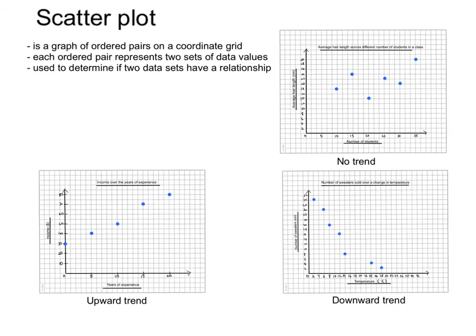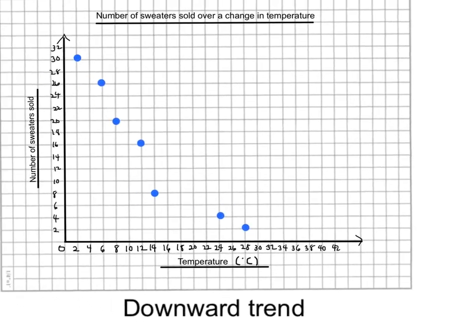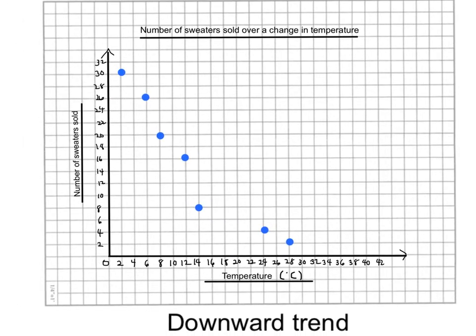Let's look at a scatter plot with a downward trend now. We can see that the ordered pairs go down towards the right. It is known to have a negative correlation between the two quantities from the x-axis and the y-axis. The two sets of values move in opposite directions, meaning one set of values increases while the other decreases. In our example, we can see that as temperature increases, the number of sweaters sold decreases. The higher the temperature, the lower the number of sweaters sold.